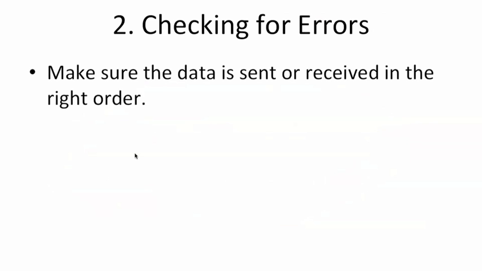Now the next job: the transport layer also checks for errors in the data, and it makes sure the data is sent or received in the right order. And the network layer also checks for errors, but the difference is the transport layer checks for different types of errors. So it checks for errors that the network layer doesn't check.